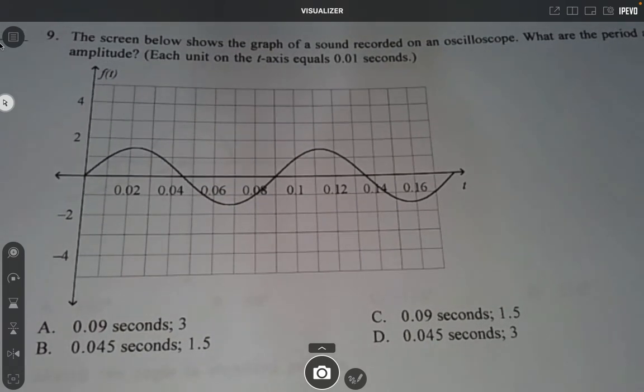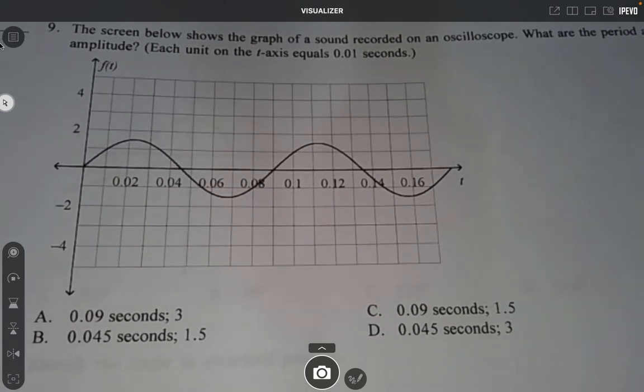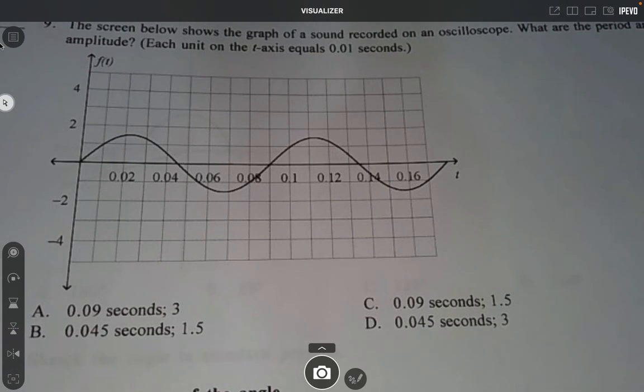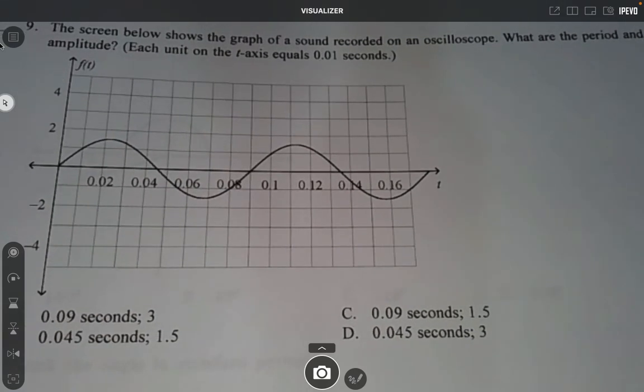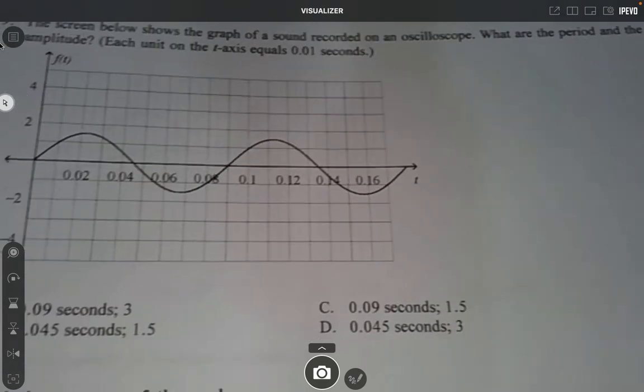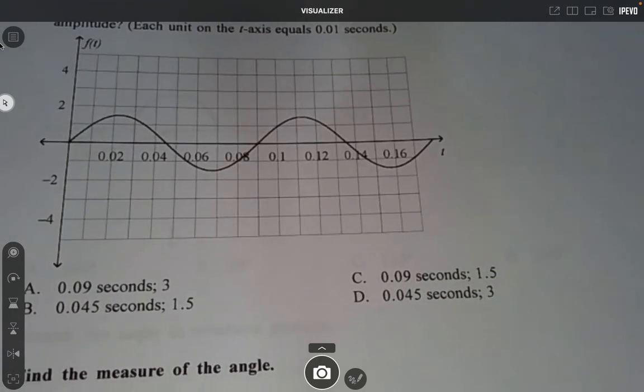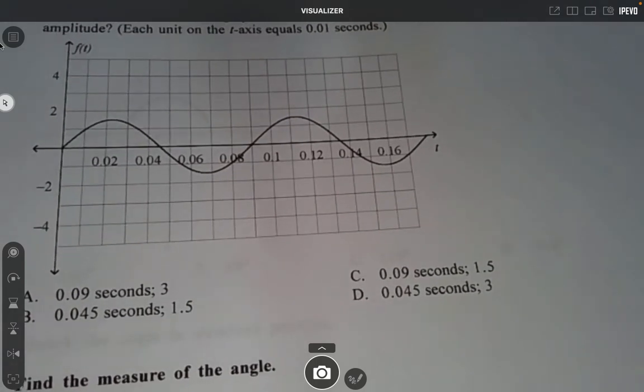All right. The screen shows a graph of a sound recorded. And it says, what are the period and the amplitude? This one is a periodic function. See how it keeps coming back to the same point? So the period of the function means when does it repeat itself?